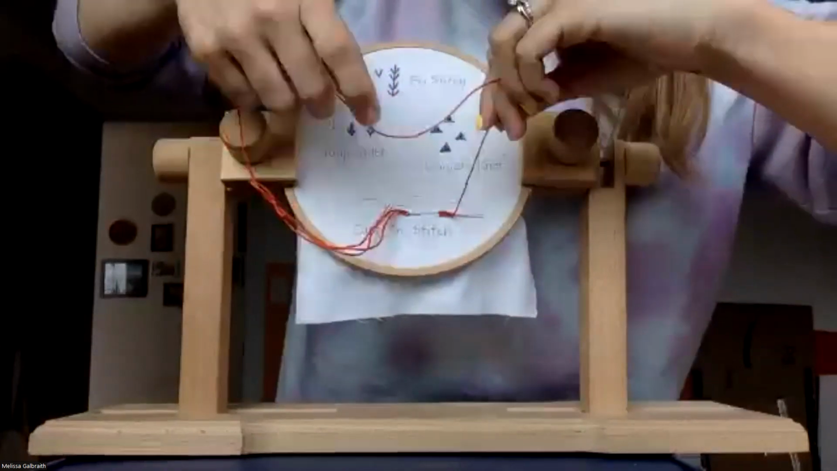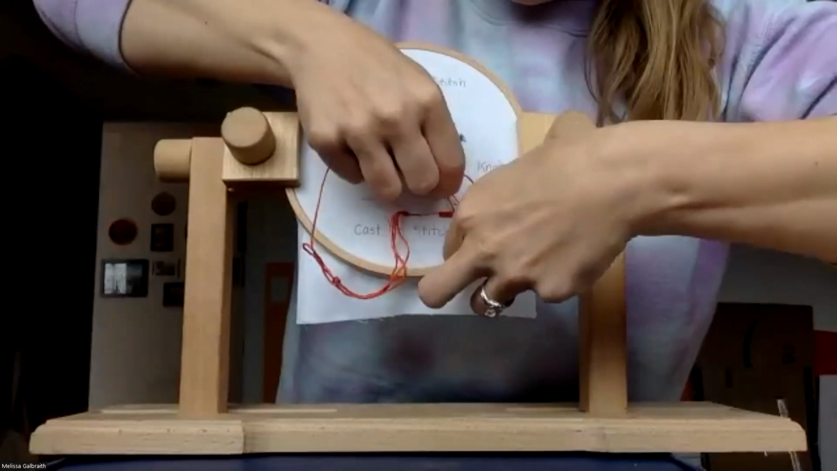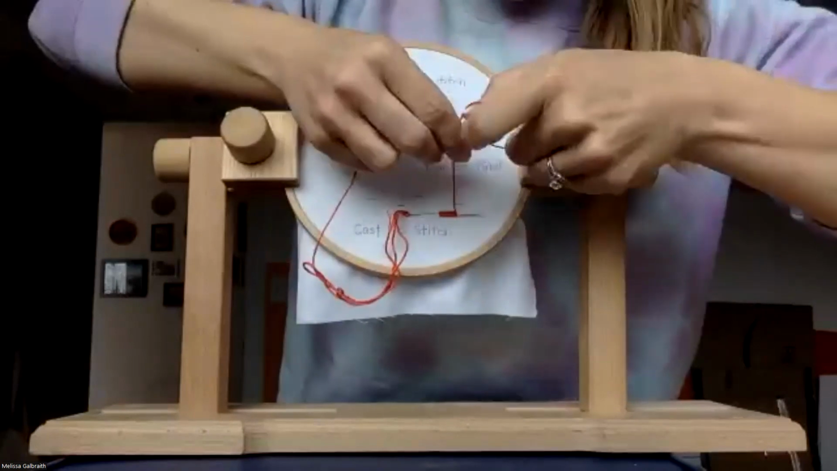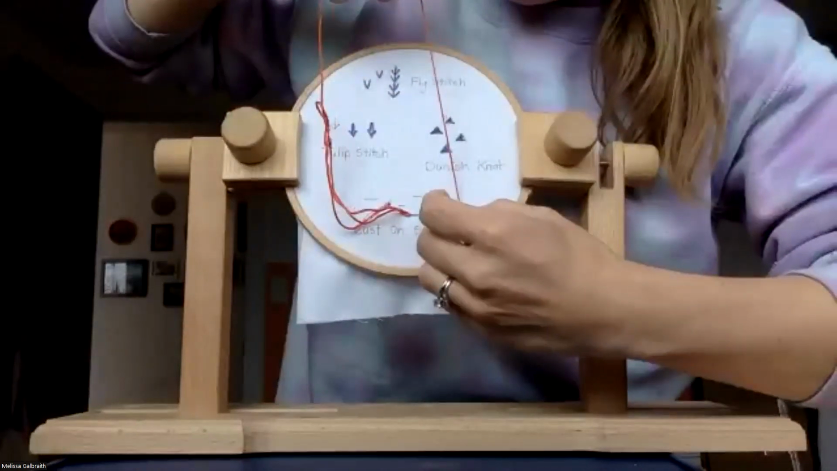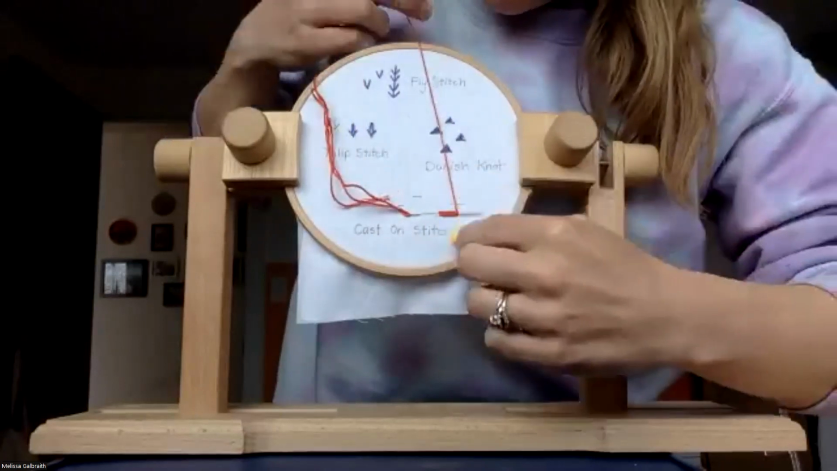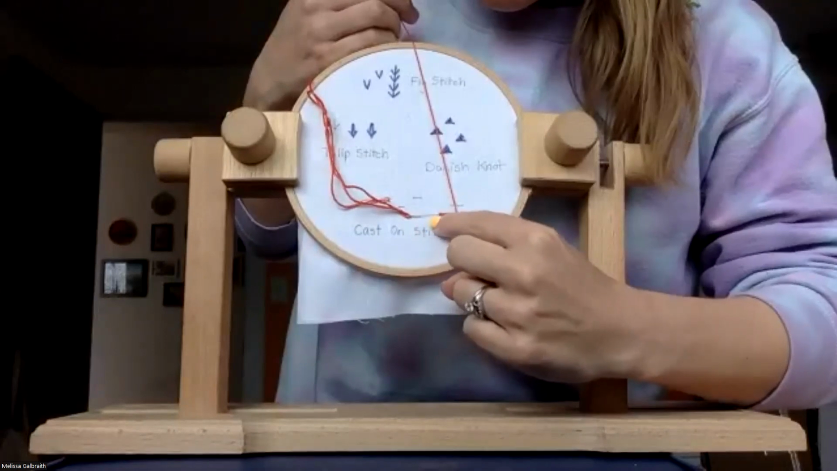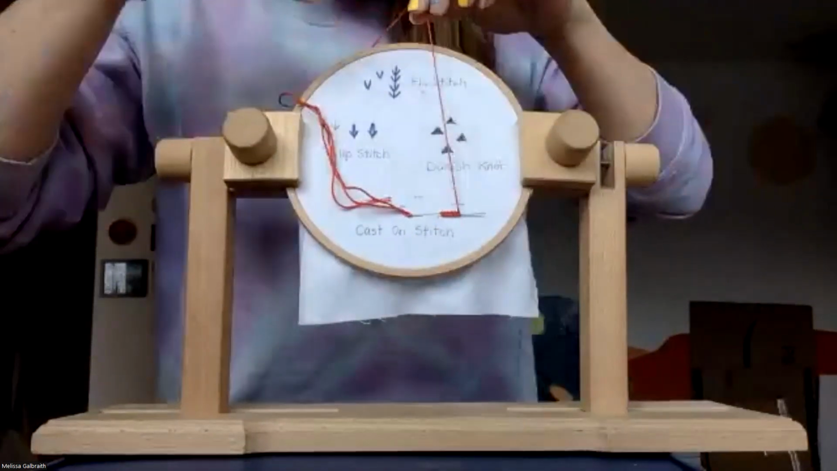Okay, I think we're pretty close. Let's see here. Maybe do one more. All right, so you can see my cast on stitches here are about the same size as that space that my needle is going in and out of the fabric.